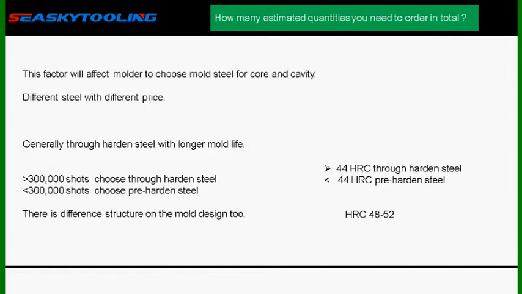This is common, but it's different on the real model design. Generally, for the through hardened steel, we will heat treat it to HRC 48 to 52. But the difference between through hardened steel and pre-hardened steel is at 44 HRC.